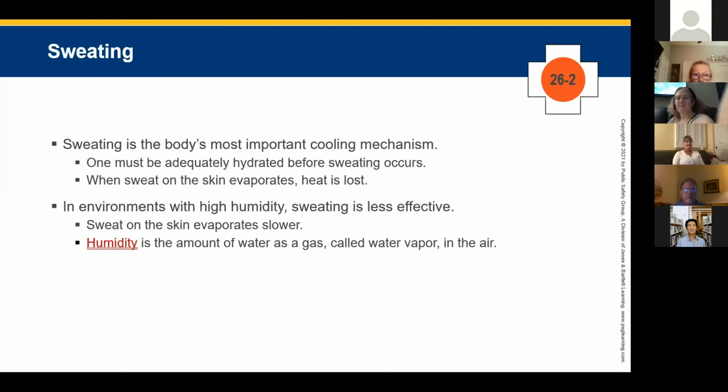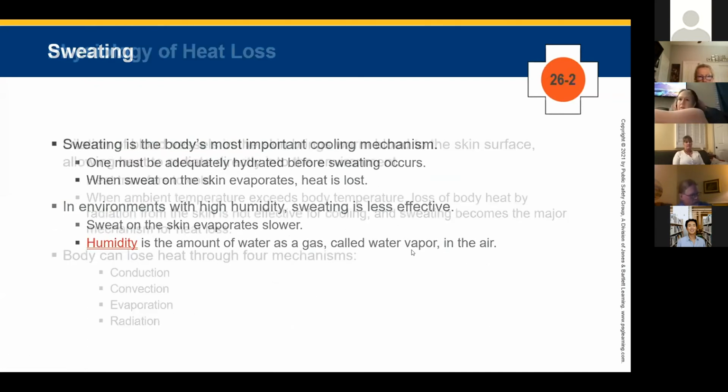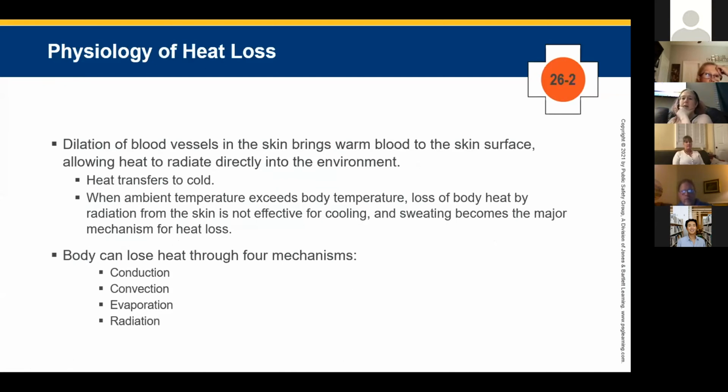In environments with high humidity, sweating is less effective. So humidity is the amount of water as gas, called water vapor, in the air. That's not too much to worry about. Dilation of blood vessels in the skin brings warm blood to the skin surface. Heat transfers to cold. The body can lose heat through 4 mechanisms.